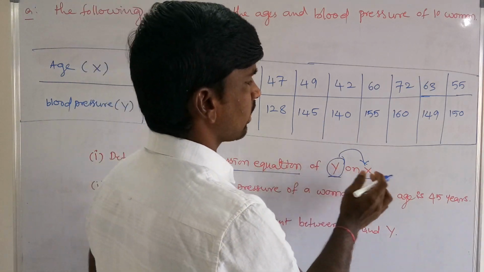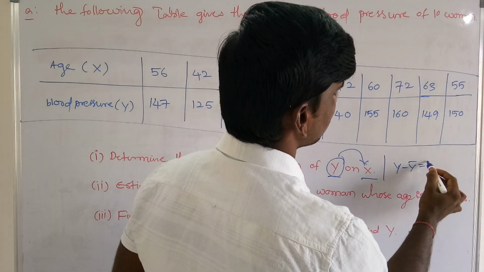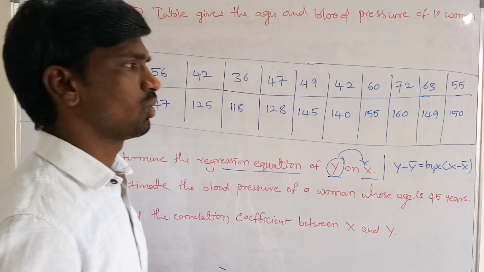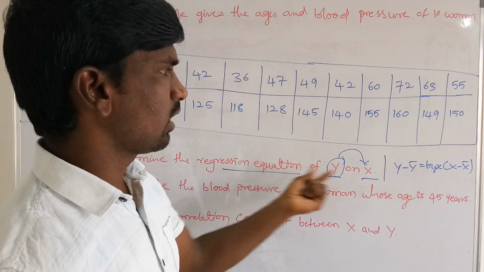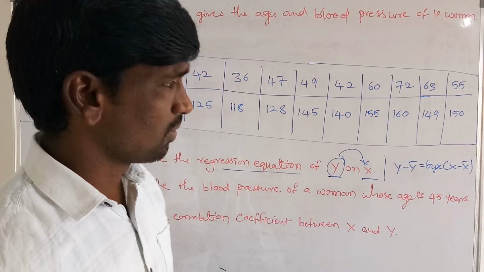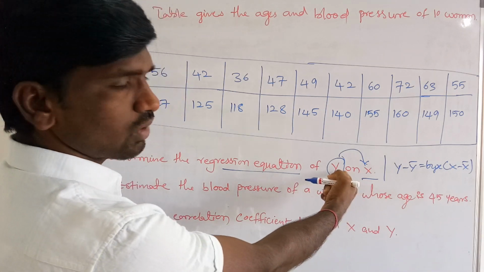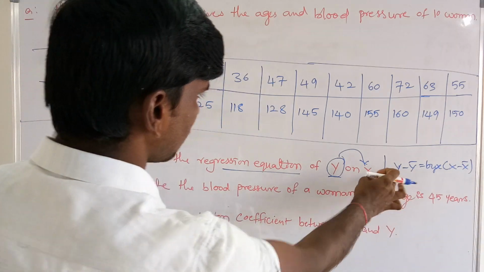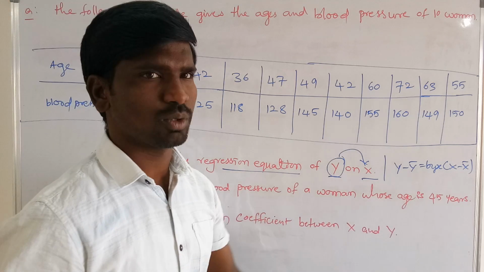So here Y on X. We already know the formula: Y minus Y bar is equal to Byx into X minus X bar. This is the formula for solving the regression equation of Y on X. He is not asking for the other equation, X on Y, only Y on X. Then, estimate the blood pressure of a woman whose age is 45 years.